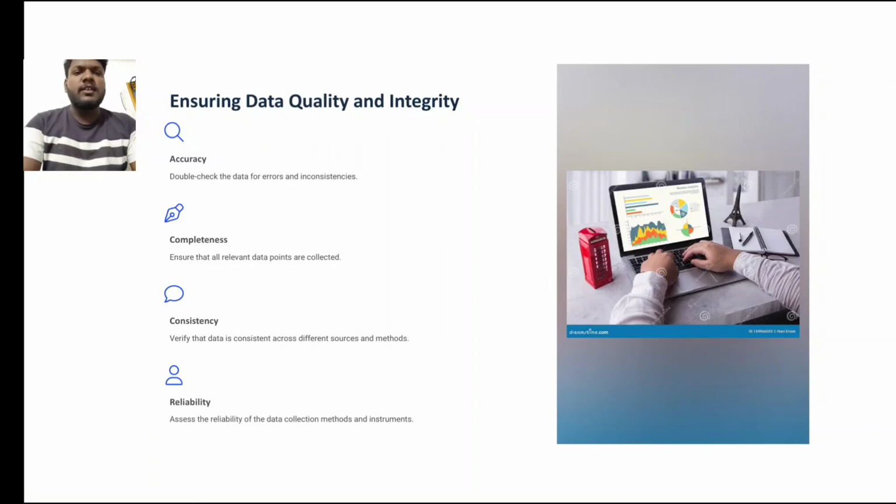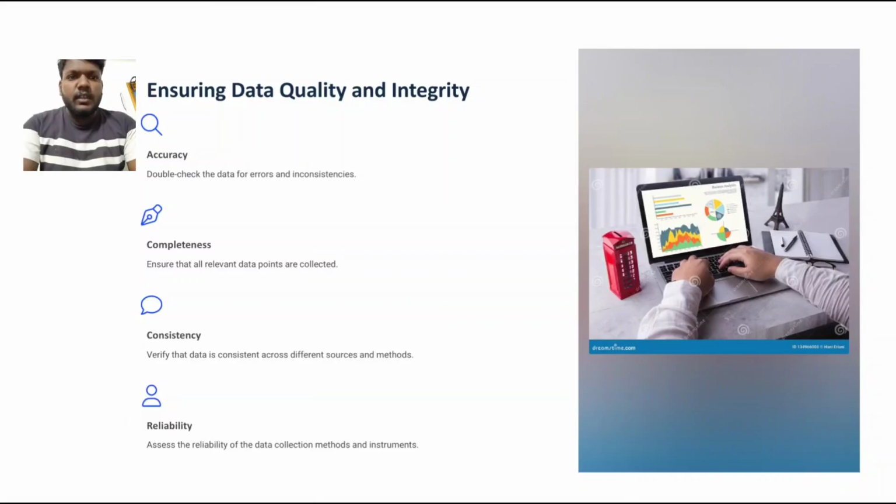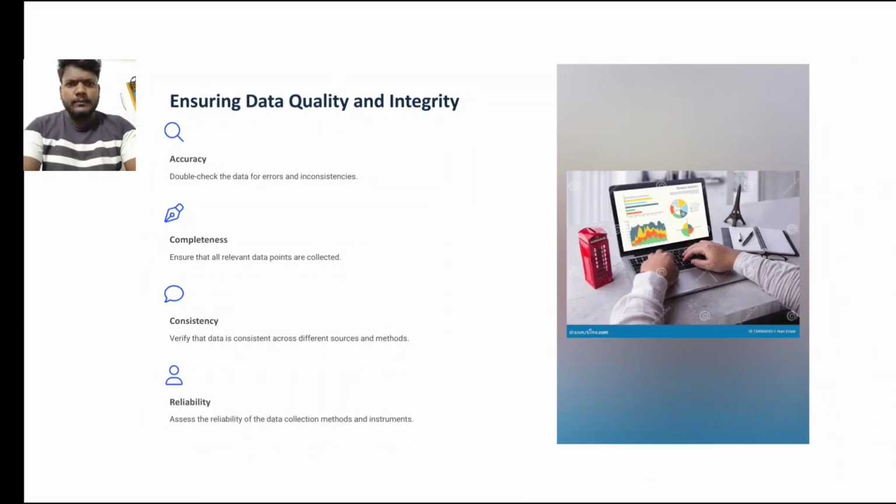And next is ensure data quality and integrity. First is accuracy. Double check the data for errors and inconsistencies. And next is completeness. Ensure that all relevant data points are being collected. And next is consistency. Verify that the data is consistent across different sources and methods. And next is reliability. Assess the reliability of the data collection methods and instruments.